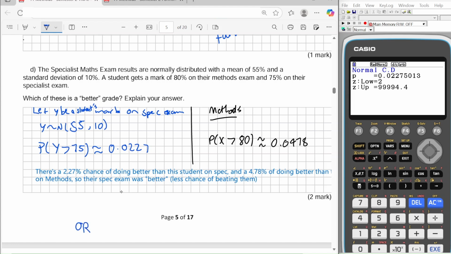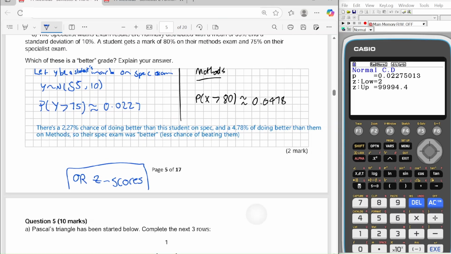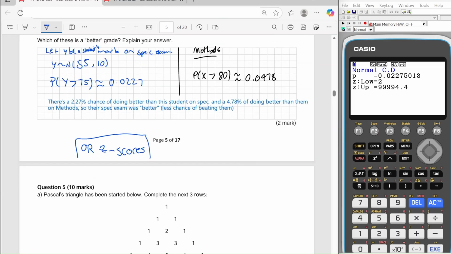There's another way to solve this question. You can use z-scores. That's covered a lot more in Year 12 methods, but I know some people look at that in one of the assignments we do. So if you want, you could use z-scores for that question. It becomes a lot easier.